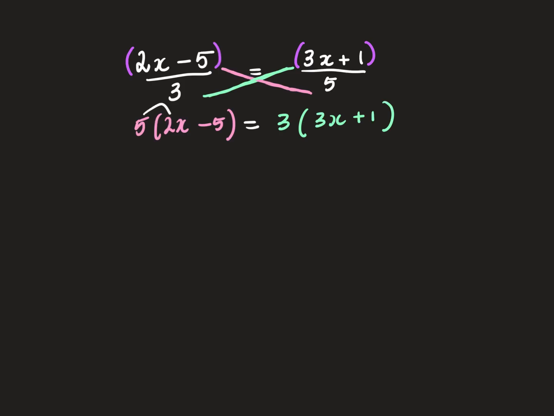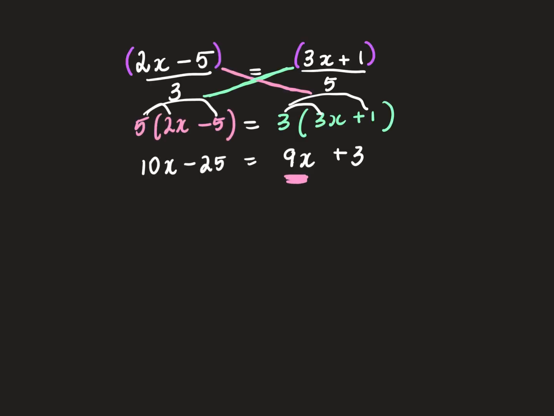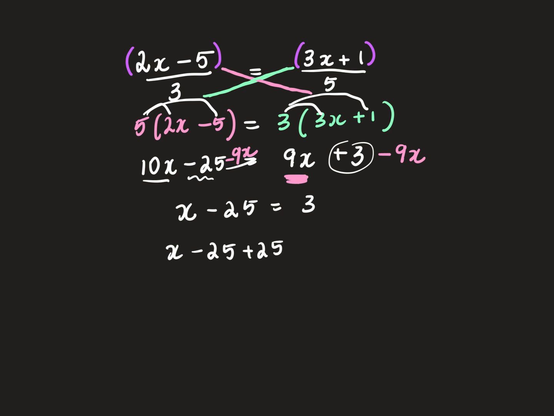What do I do next? I expand out the brackets. 10x minus 25 equals 9x plus 3. What do I do next? I want to get rid of this 9x here. So I'm going to take 9x away from both sides. 10x minus 9x will give me just 1x, and I've still got this minus 25. And what have I got left here? Just the 3. X minus 25 plus 25 equals 3 plus 25. X is equal to 28.